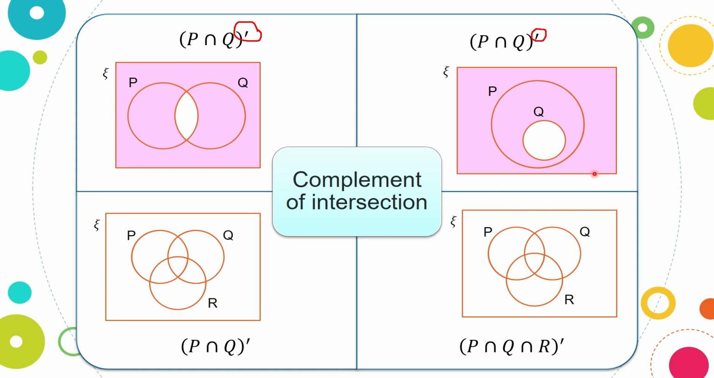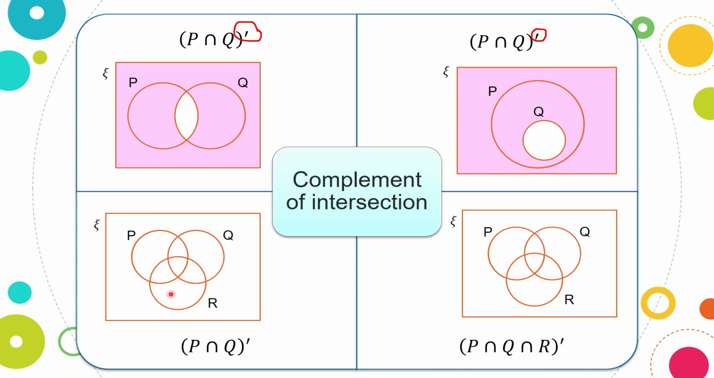Yang bukan intersect. Okay, itu maksud dia. Complement ni yang maksud dia yang bukan intersect. Okay, yang intersection ni adalah dua set yang bercantum, yang sama. Manakala complement of intersection ni adalah kawasan yang bukan intersection. Itu maksud complement.